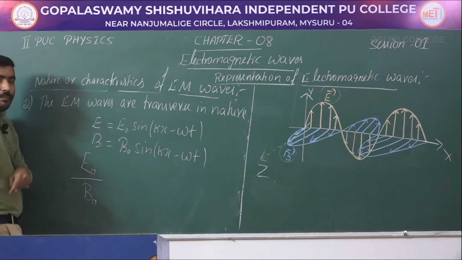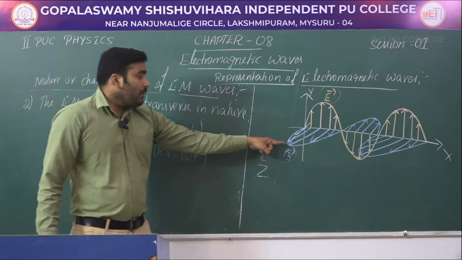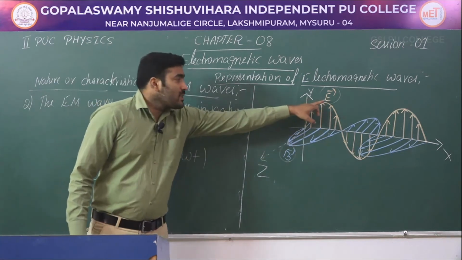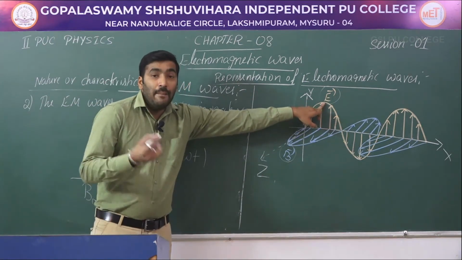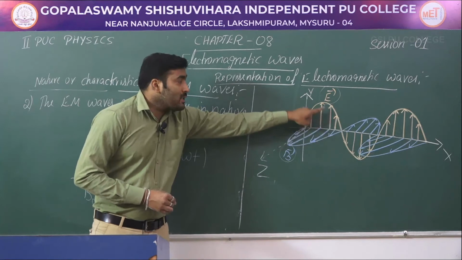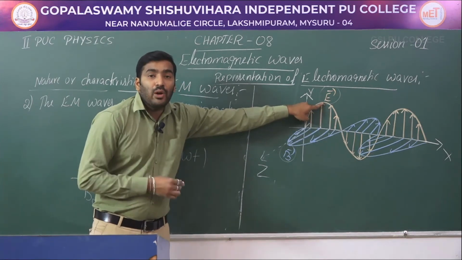So what are these E naught and B naught? They are the maximum displacements of these vectors. This maximum displacement is called the amplitude of the wave, correct?